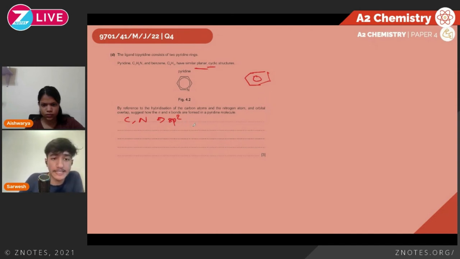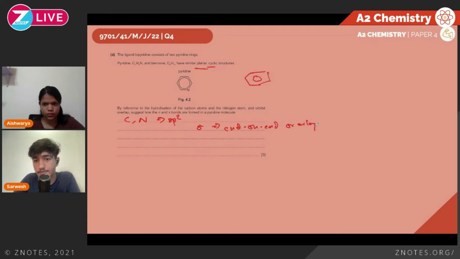So how are these sigma bonds formed? So sigma bonds are formed by the end on end or head on overlap of the orbitals in the case of carbon-hydrogen bonds, carbon-nitrogen bonds, carbon-carbon bonds. And the pi bonds, they are formed by the sideways overlapping or lateral overlapping of orbitals.